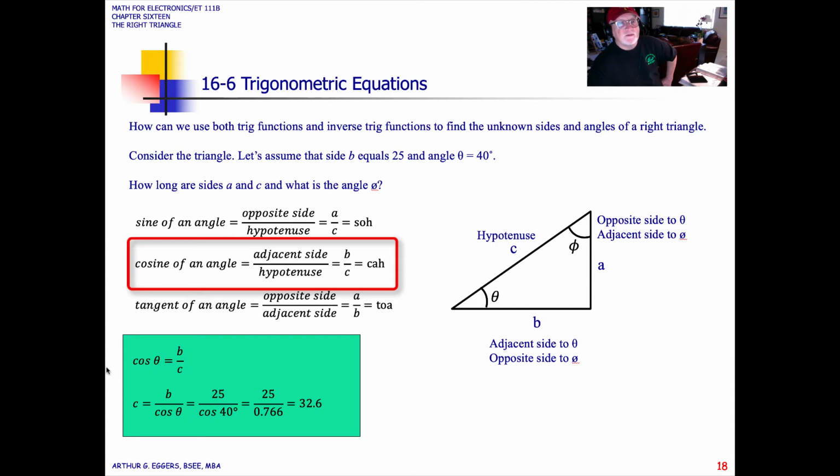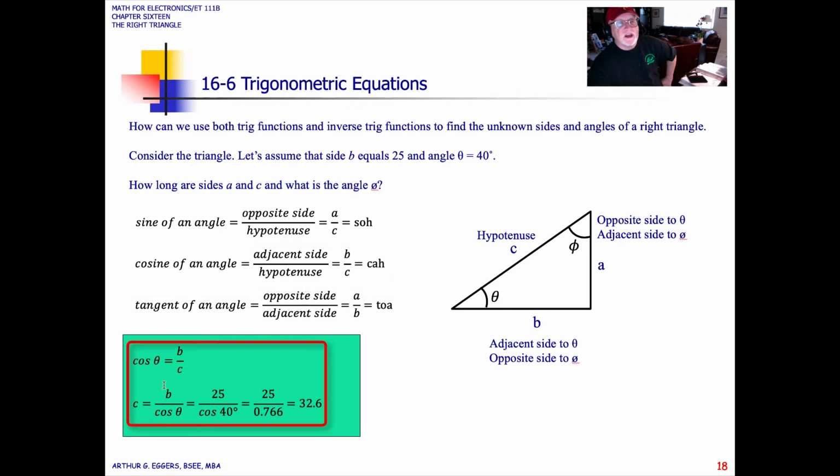Okay, let's first manipulate the equation so that we get C on the left-hand side by itself. So the hypotenuse, C, is equal to the ratio of the side B and the cosine of the angle. Side B is 25. Cosine of 40 is almost 0.77. So 25 divided by 0.766 gives me a length of 32.6. Notice there are no units because there were no units associated in this problem.